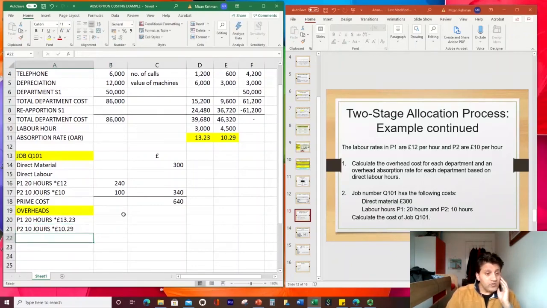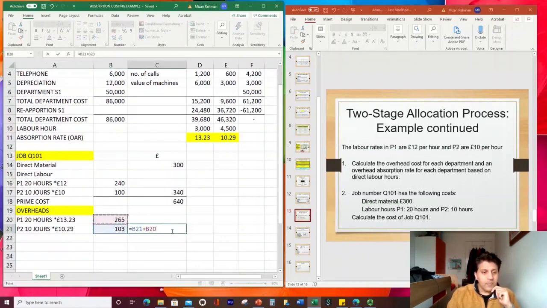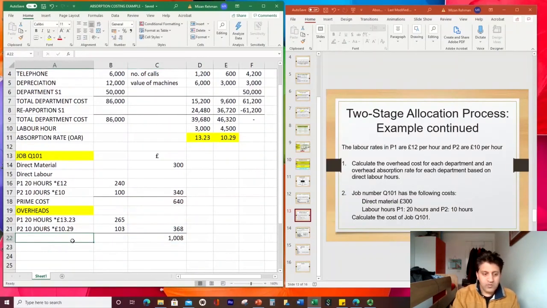There we go. So we do the multiplications now. 20 times 13.23 and 10 times 10.29. So overheads, and the total of these would be this plus this, 368. And now we can get the total cost of providing job Q101, which would be this plus this, and 1000 total cost.